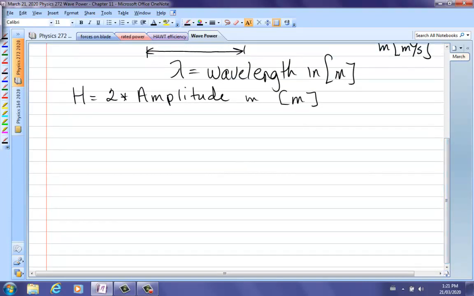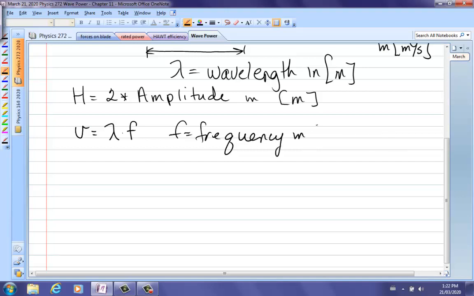And we know from any wave in general, the relationship between propagation speed, wavelength, and frequency is V equals lambda F, where F is the regular old frequency in hertz. Okay, and then don't forget that that's also lambda over T, where T is the period, 1 over F, and that's the period of oscillation in seconds.